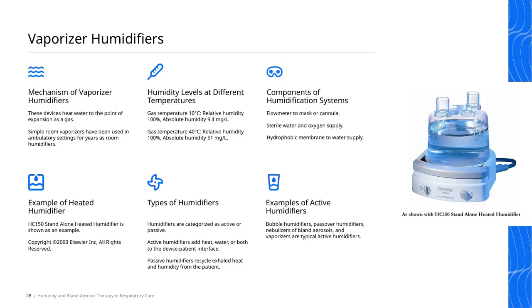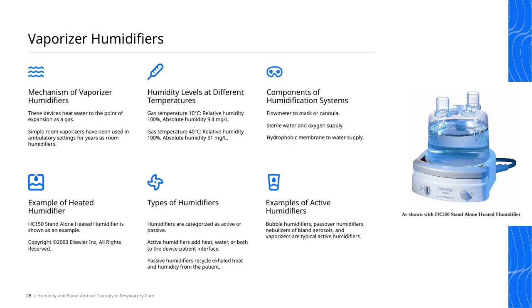When we consider humidity levels, at a gas temperature of 10 degrees Celsius, the relative humidity can reach 100%, but the absolute humidity is only about 9.4 mg per liter. Increase the temperature to 40 degrees Celsius, and the gas can still reach 100% relative humidity, but the absolute humidity rises significantly to about 51 mg per liter.